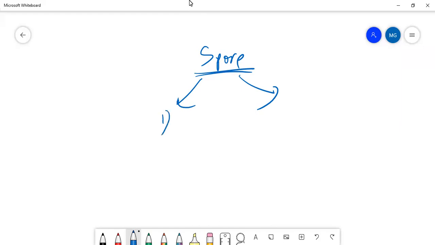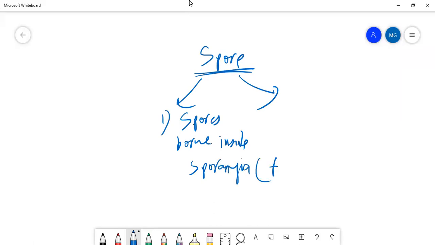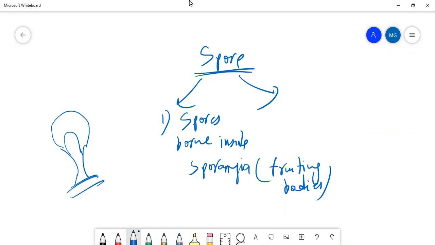पहला, the spores which are born inside sporangia. Sporangia क्या होते हैं? Sporangia are fruiting bodies. They are nothing else. They are fruiting bodies. जैसे मैंने कहा, ये हमारा एक sporangia है. ठीक है? यहाँ पे spores हैं, not a spore over here. This is a fruiting body. This is a fruiting body with multiple spores.